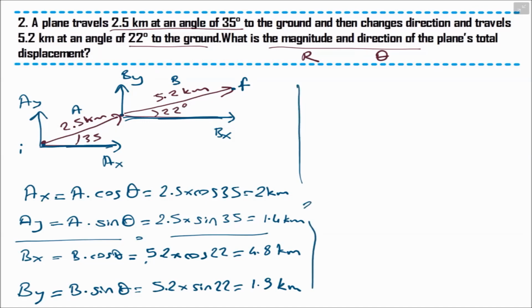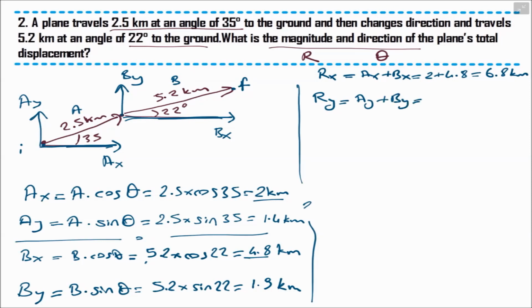Now I'm going to calculate Rx and the Ry. Rx is AX plus BX. AX is the 2, BX is the 4.8. 2 plus 4.8, which is 6.8 kilometer. And the Ry is AY plus BY. AY is 1.4 plus BY is 1.9. So result gonna be 3.3 kilometer.